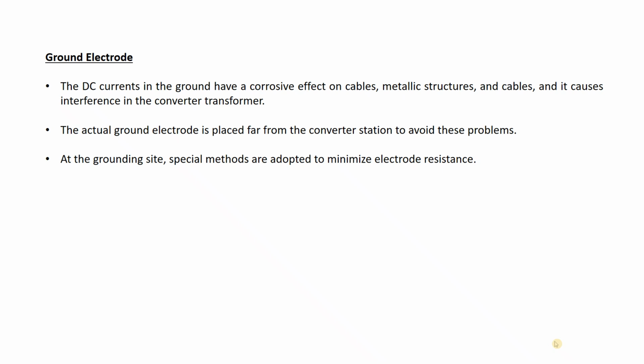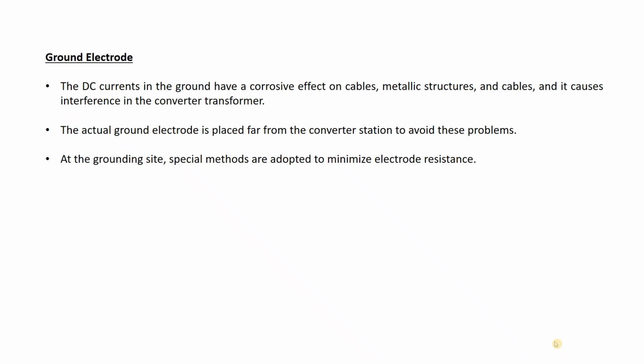So the electrodes used for ground are not connected to the ground directly; you have to dig the soil and put the electrodes under the soil. That is why this is called the placing of the electrodes. These electrodes are not placed near the converter station because there is a lot of interference.